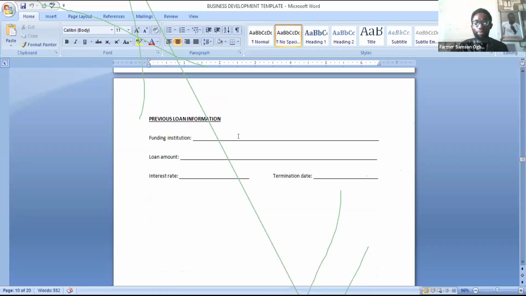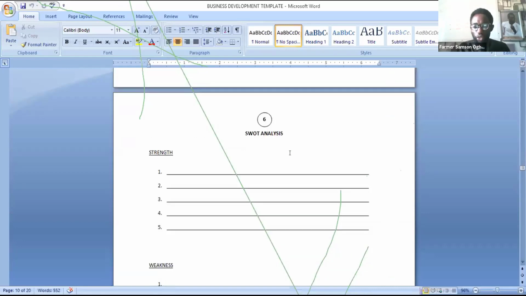So previous loan information is the one you collected before. Sorry, that was my error. The one you collected before, what is the name of the institution? If in your case you've borrowed from like 10 institutions, then quote all the 10. How much you borrowed, the interest rate, and when it will end. I say that again. Your previous loan information, if you've borrowed from more than one organization, state them differently. Don't clump them together. The loan amount, interest rate, and the termination date, meaning when you are going to finish paying up.